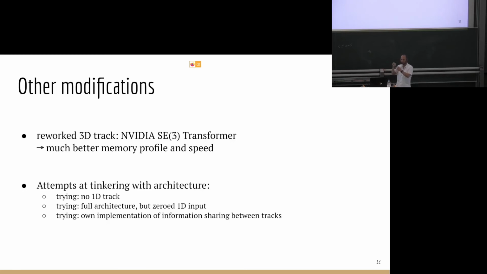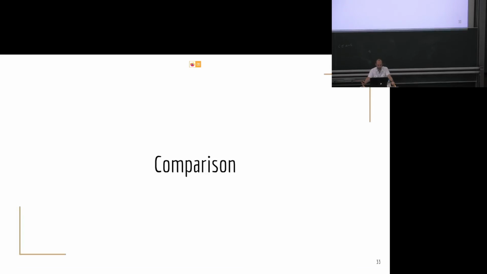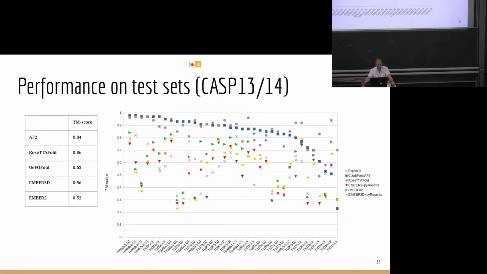And then I tried to also tinker with the information sharing between these different tracks, right? So I thought it would maybe be beneficial to put the 3D information in the 2D stage instead of putting it back into the 1D stage, but it also didn't quite work. So as you can see, Rosetta Fold is a pretty solid system, and it's not worth tinkering with it too much. Anyway, so let's go for a comparison of these systems.